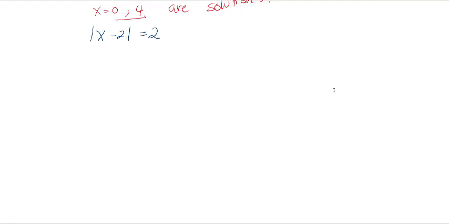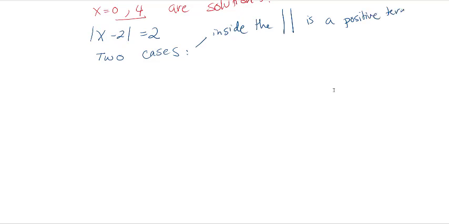So let's write out this equation again and see if we have a slightly simpler way or a more general way of solving this. So when we look at the absolute value of x minus 2, we know that we actually have two cases here, right? And that's what leads to the two solutions. We have two cases. We have the case where inside the absolute value is a positive term. But we also have the case where inside the absolute value is a negative term.